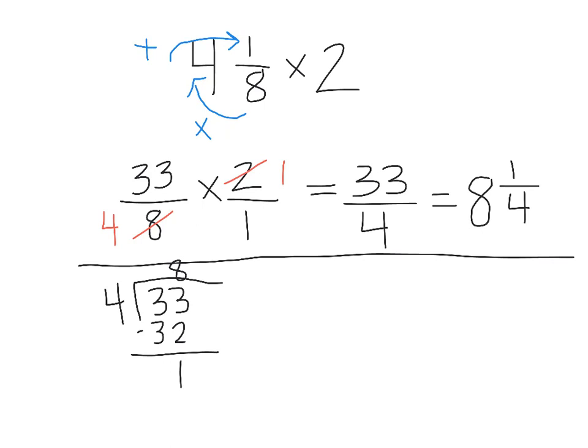Now we look at our remainder, which is going to become our numerator, and then our divisor is going to be our denominator, because this tells us how many parts there are in one whole. So when we interpret our answer of a long division problem, we have our whole number, we take our remainder, and that becomes our numerator, and then we take our divisor, and that becomes our denominator. So that would be how we could use long division to get the same answer, 8 1/4.